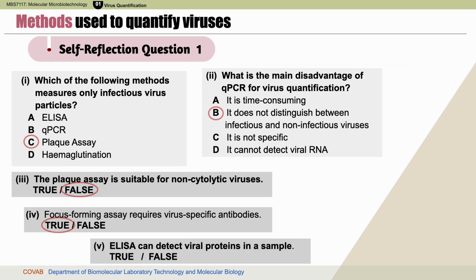The last question. ELISA can detect virus proteins in a sample. True or false? True. ELISA can be antigen-based and viruses have got proteins that are antigens.